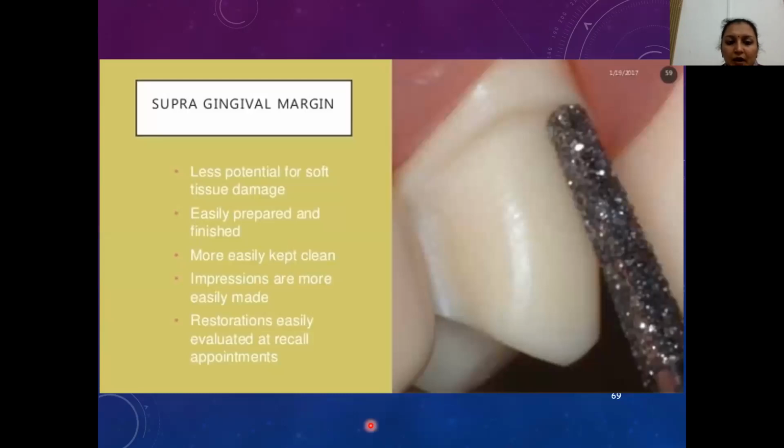Now, supragingival margins have certain advantages, such as less potential for soft tissue damage, easily prepared and finished, more easily kept clean, impressions are more easily made, and restorations are easily evaluated at recall appointments.